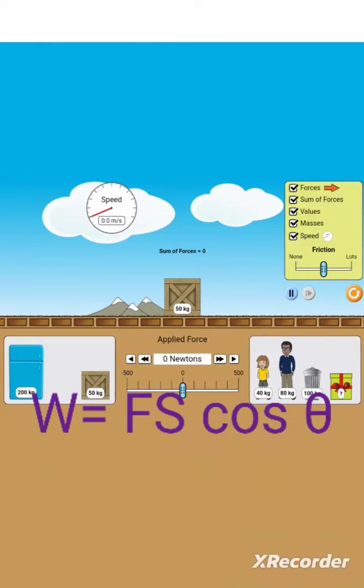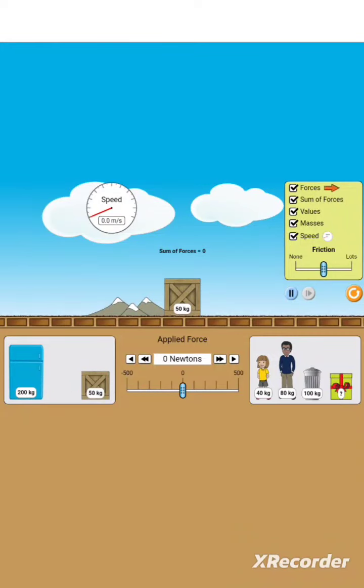So in physics, when we apply force to any object and if the object displaces, we say the work is done. Work done by a force could be positive, negative, and zero. With the help of this PhET simulation, let's try to understand the type of positive, negative, and zero work done. So let's begin.